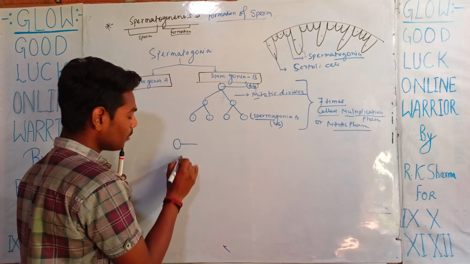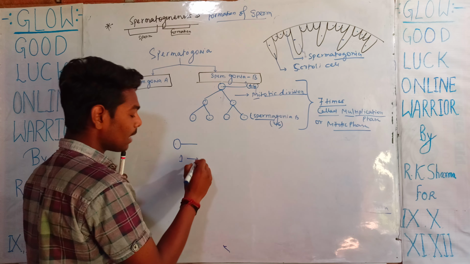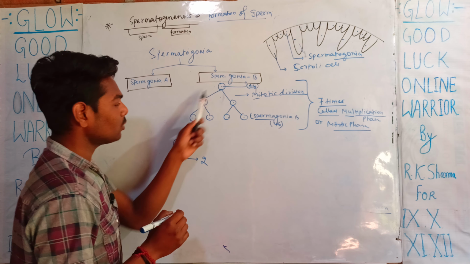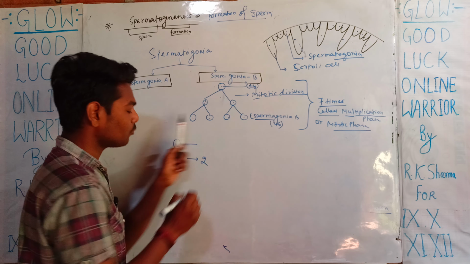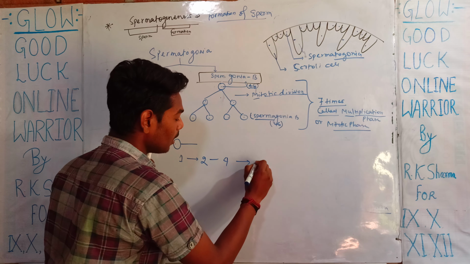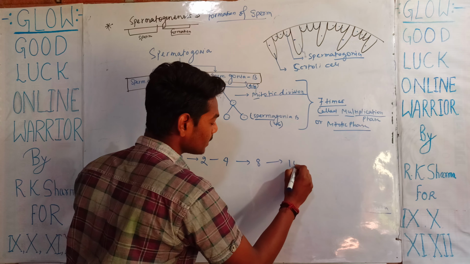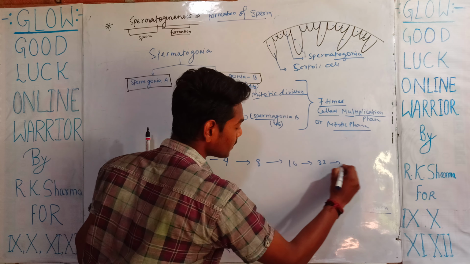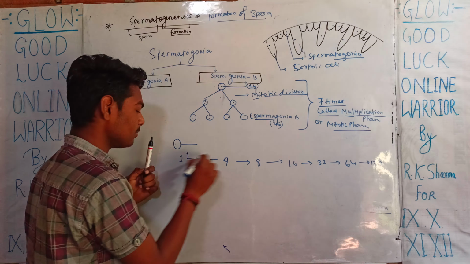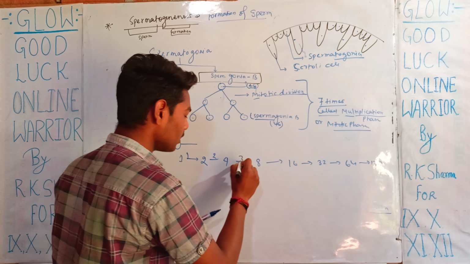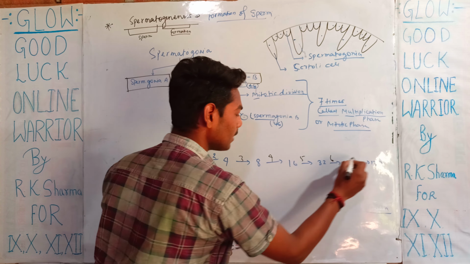1 will divide. The first time it gives 2, and both divide and give 4. Then 4 will give 8, it will give 16, it will give 32, it will give 64, and it will give 128. First time, second time, third time, fourth time, fifth time, sixth time, seventh time.